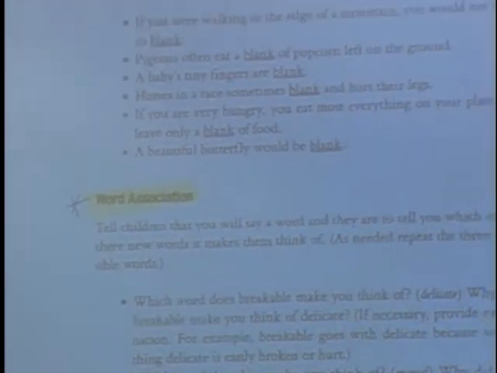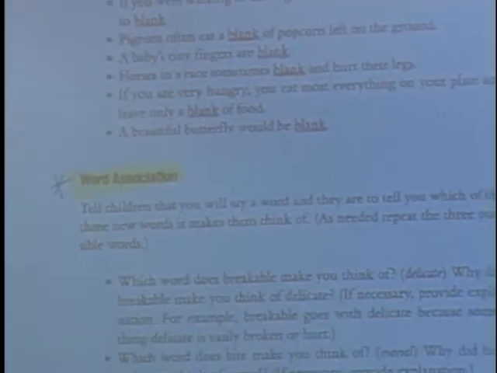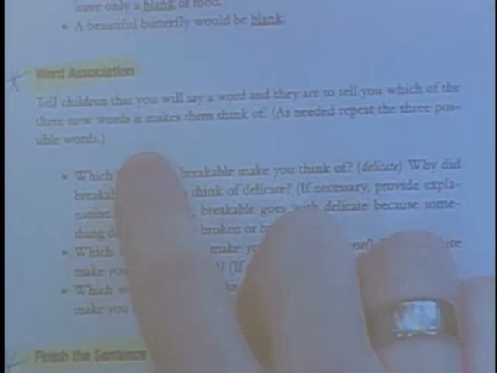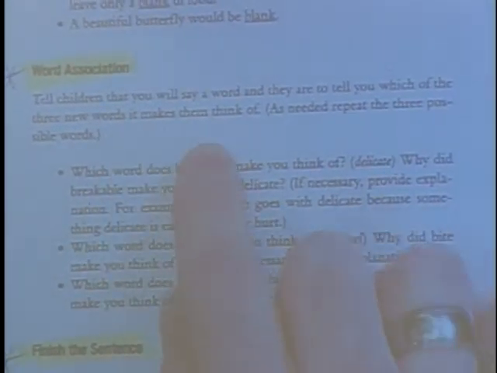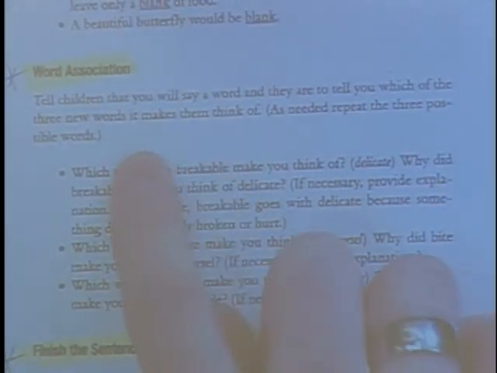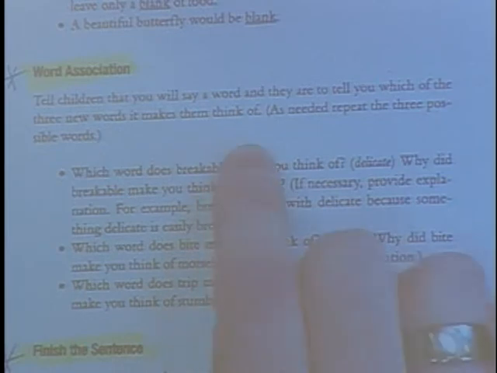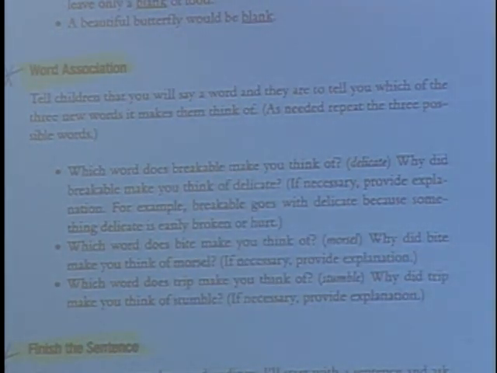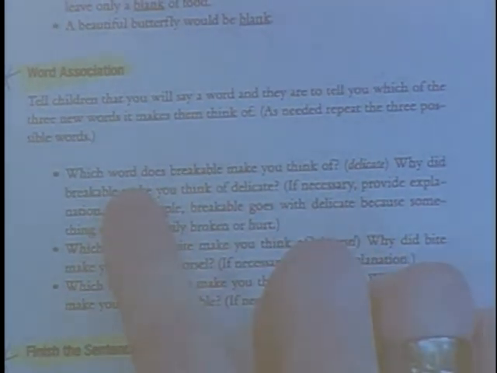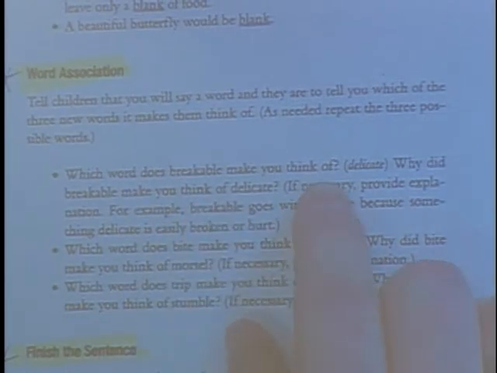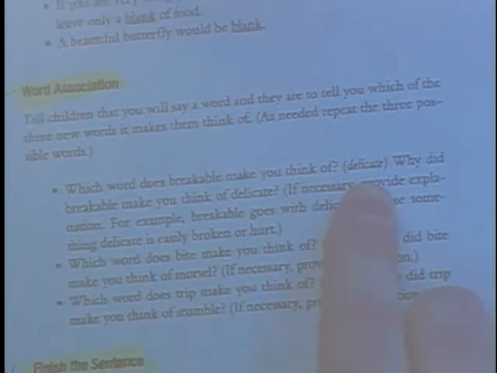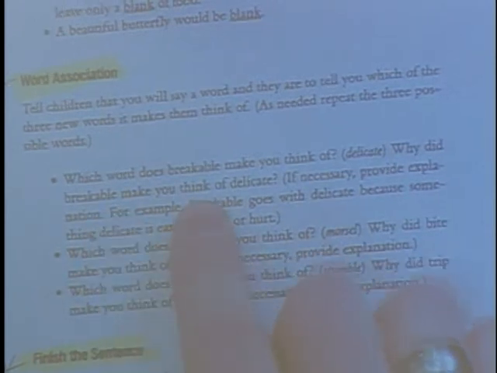Let's look at another one here. This is word association. This is page 79 of Bringing Words to Life. You would tell your students that you will say a word, and then they are to tell you which of the 3 new words it makes them think of. You will repeat this as needed, using 3 possible words. So which word does breakable make you think of? Okay, delicate. Why did breakable make you think of delicate?